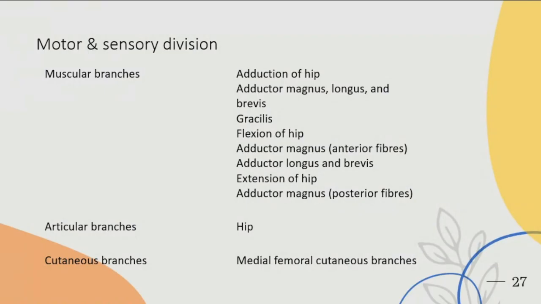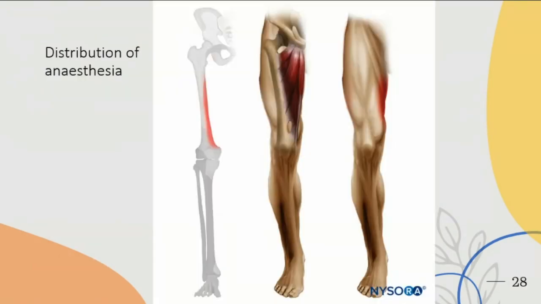This is just a recap of the muscular branches, articular branches, and cutaneous branches of the obturator nerve. This is a pictorial demonstration of the osteotome, myotome, and skin sensory distribution of the obturator nerve.